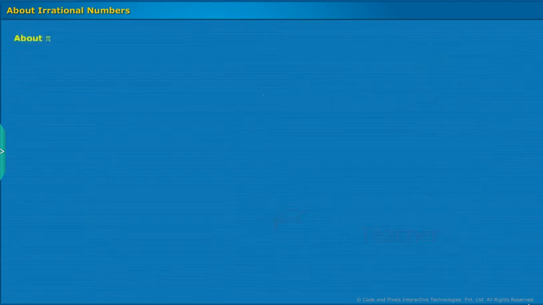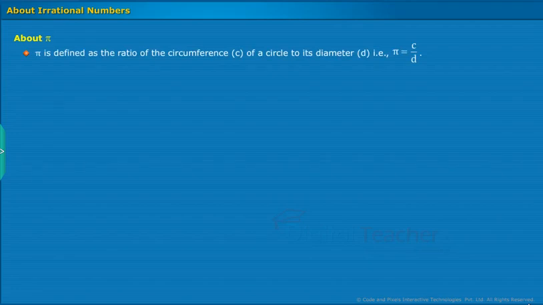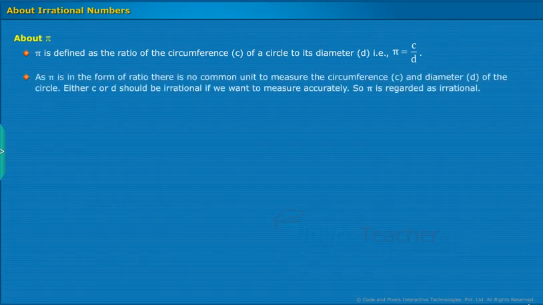About pi. Pi is defined as the ratio of the circumference c of a circle to its diameter d, that is pi equals c by d. As pi is in the form of a ratio, there is no common unit to measure the circumference c and diameter d of the circle. Either c or d should be irrational if we want to measure accurately. So pi is regarded as irrational.